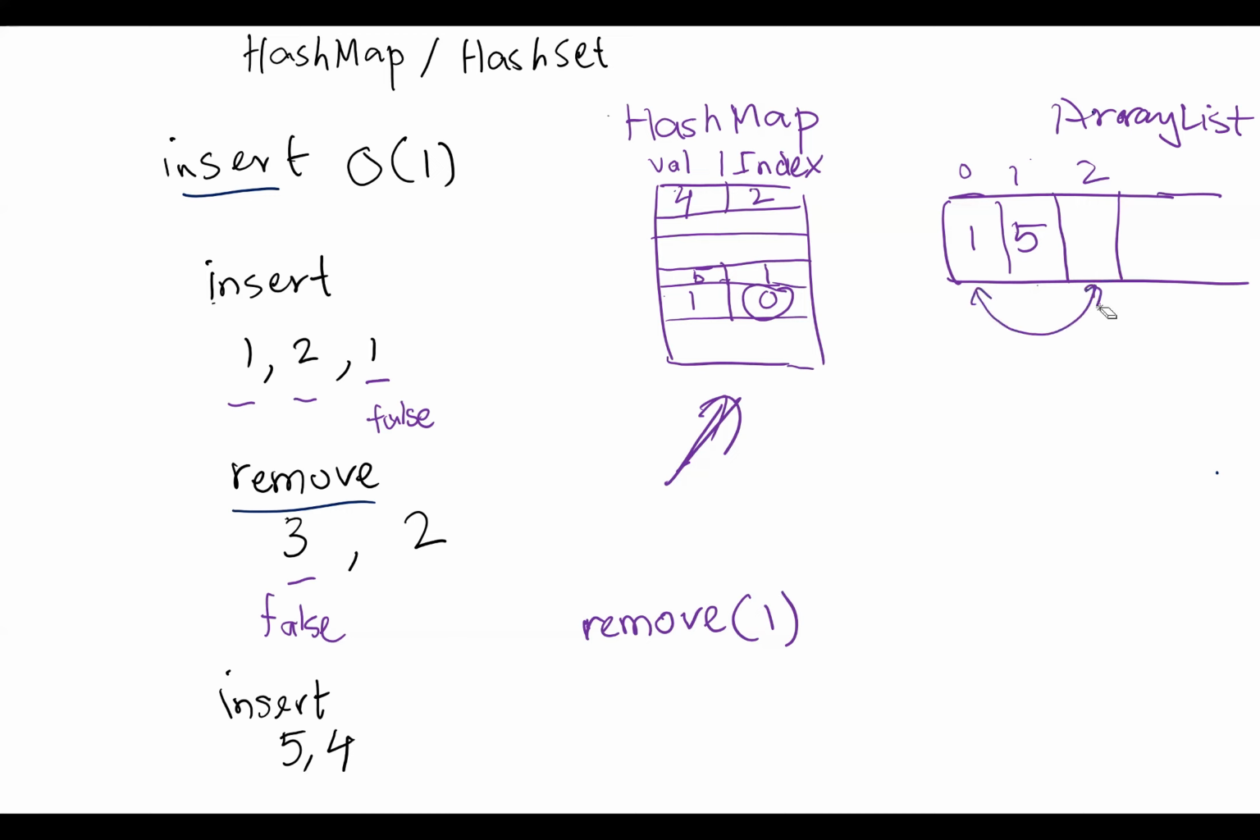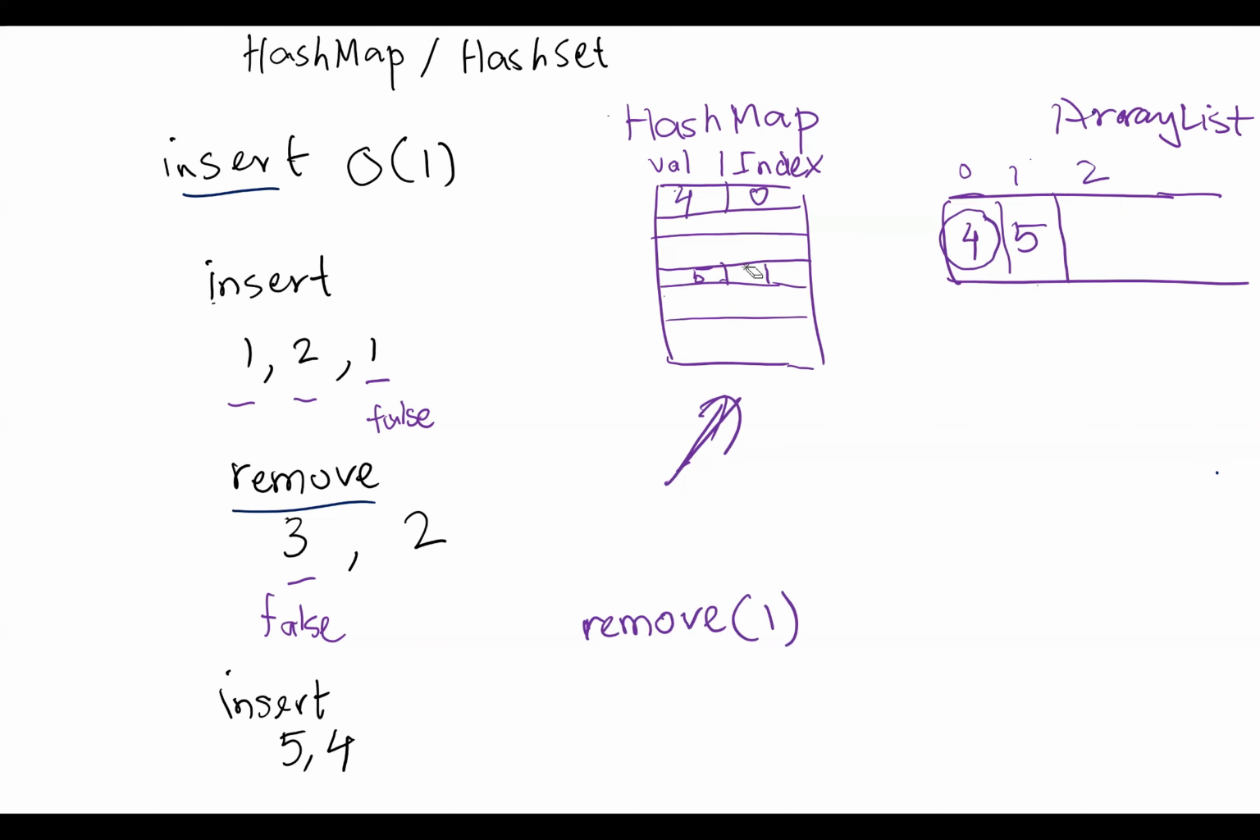Instead of swapping, let's do the swap. So 4 comes here, 1 comes here, right? And then I just update the index for 4. So the index for 4, I update it with 0. And then I remove the last element. Okay, I remove the last element and remove it from here.